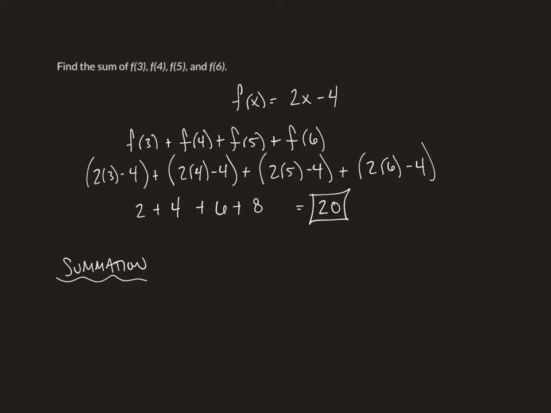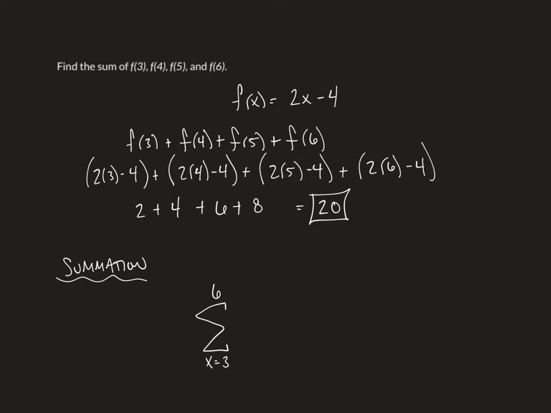So the way that we're going to set this up is by using the Greek letter sigma, and you've probably seen this on your calculator or on some online calculators. And there's a couple bits of this that we need to be very careful of. I'm going to start by saying that x is equal to 3 is where we want to begin, and we want to end when x is equal to 6.